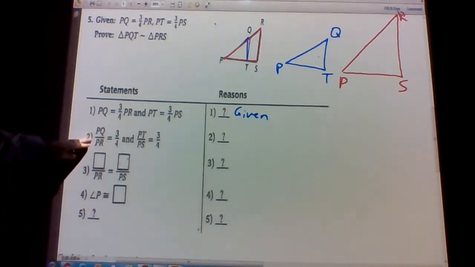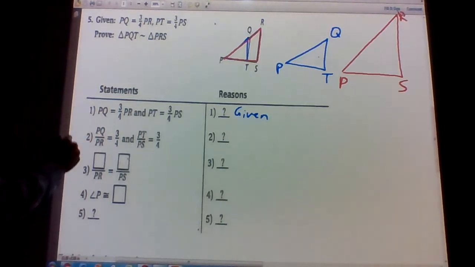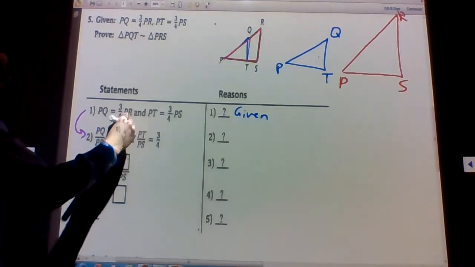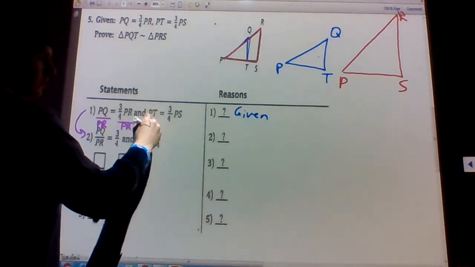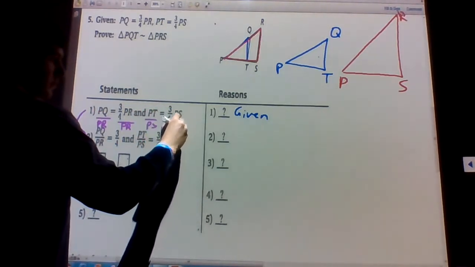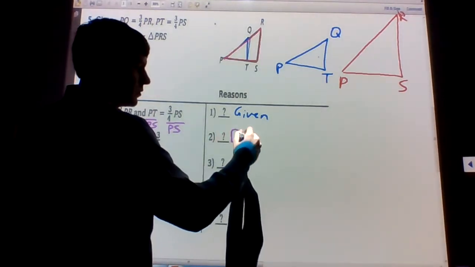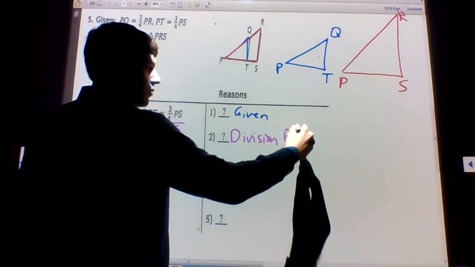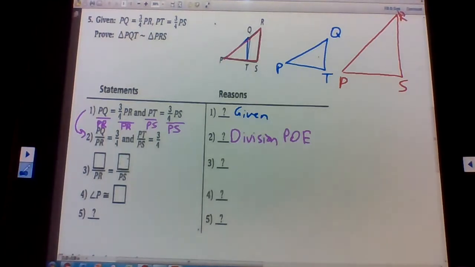So in the second step they give us, we need to figure out how they went from the first step to the second step. And all they simply did here is they divided by PR on both sides. So they divided by PR. Here they divided by PS. Right, so all they did here was the division property of equality. They divided both sides by PS.